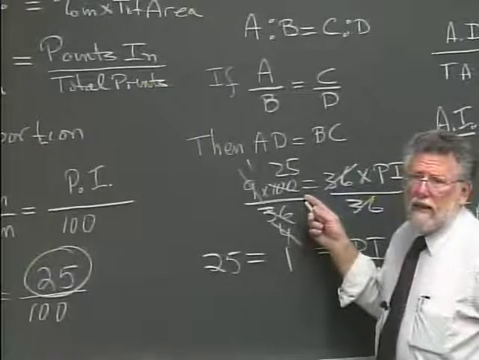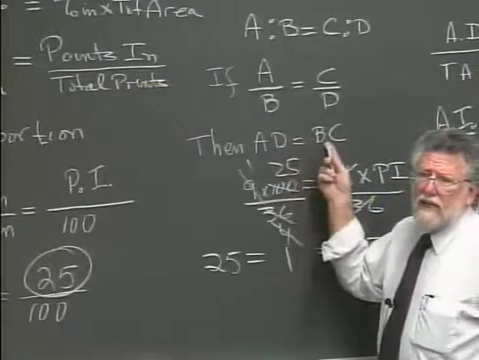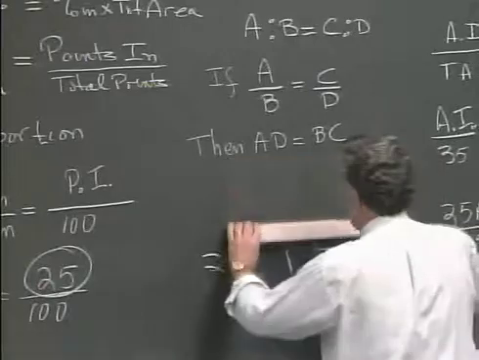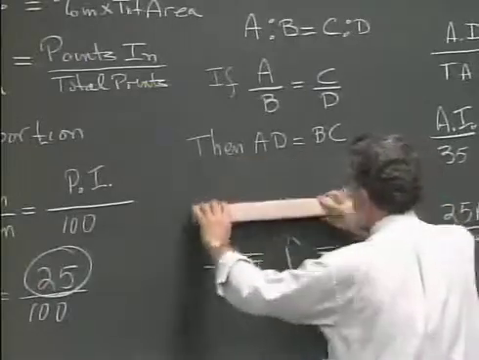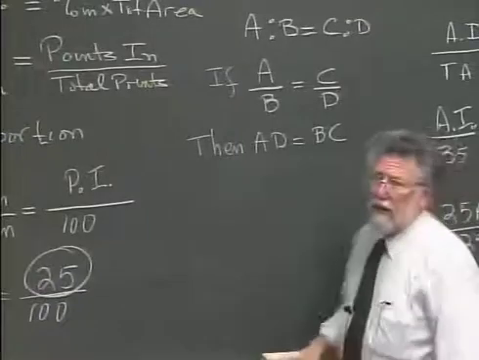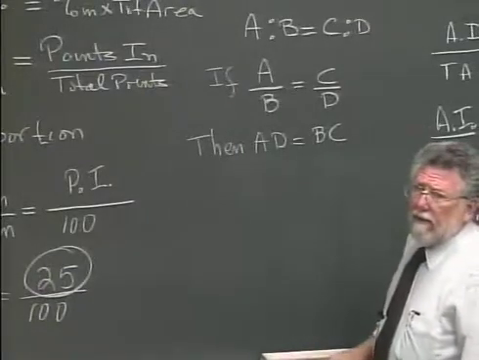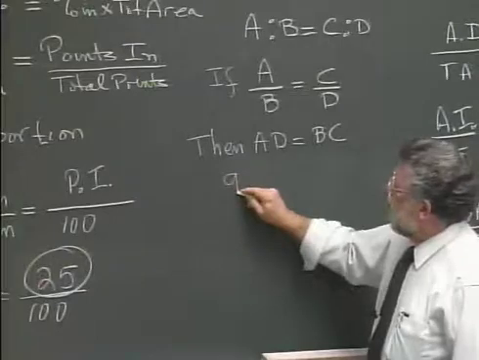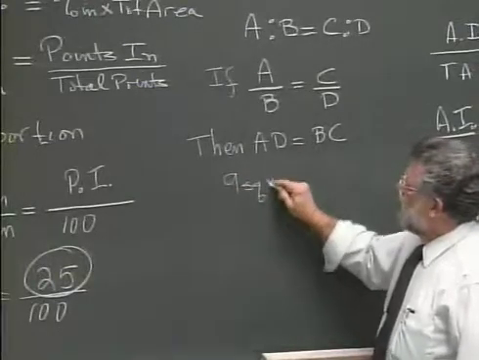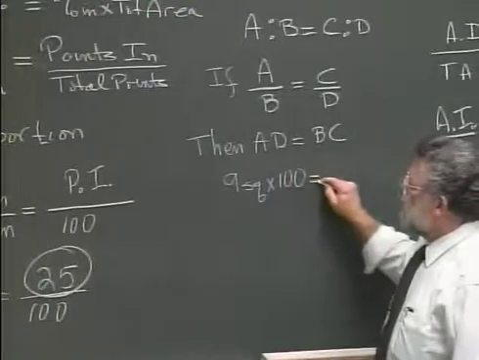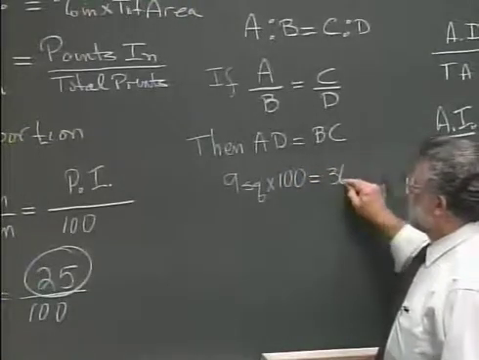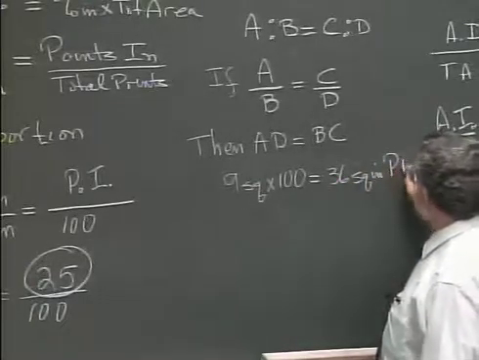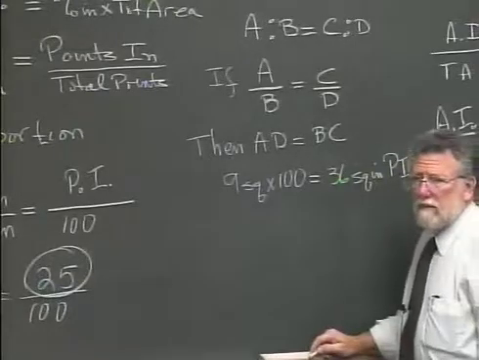I'm saying A times D is B times C. So let's eliminate this for a moment and see what we get. So I'm just going to eliminate this and substitute, and we'll see what we get for our points inside. Now, A was going to be 9 square inches. So I have 9 square inches. And D was my 100. The B was my 36 square inches. And my C was points inside. Okay.